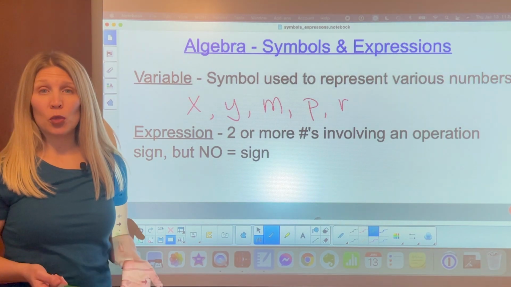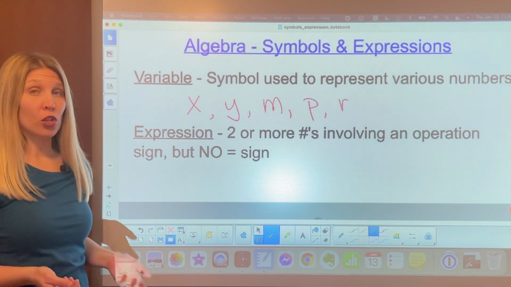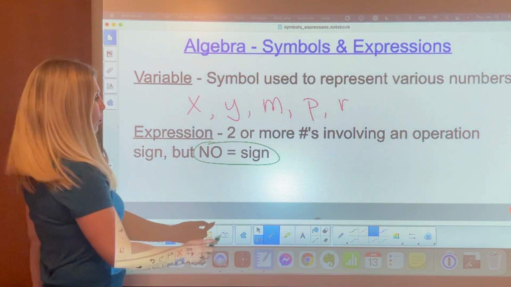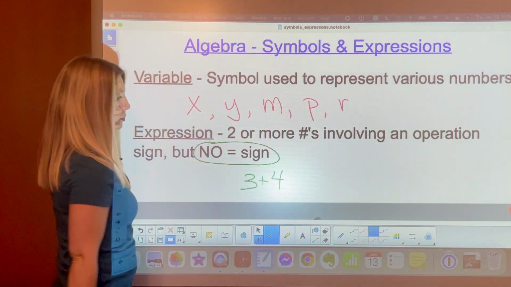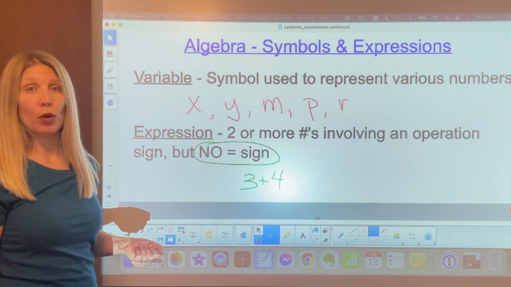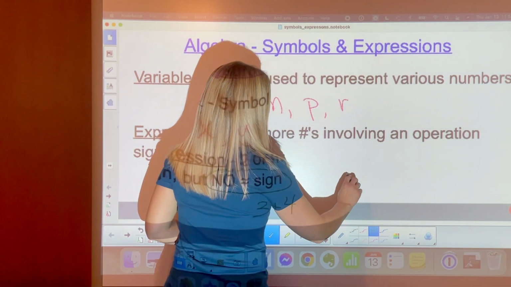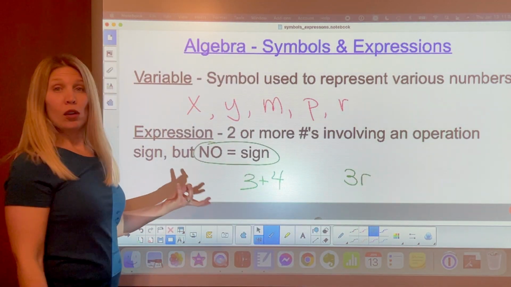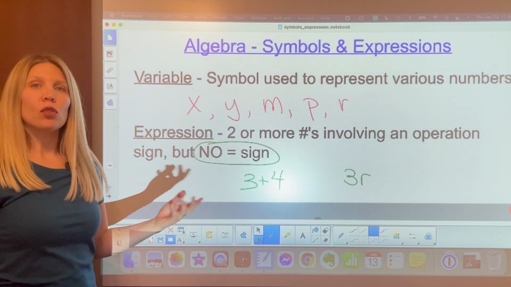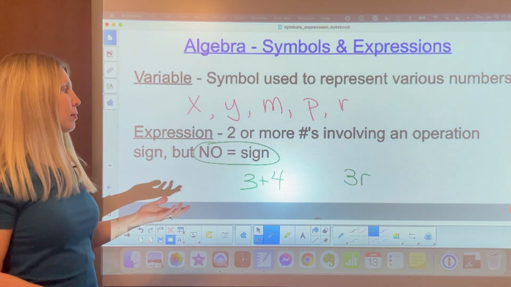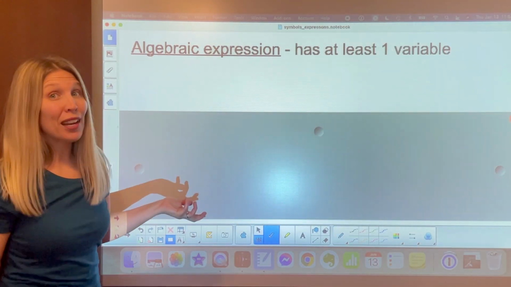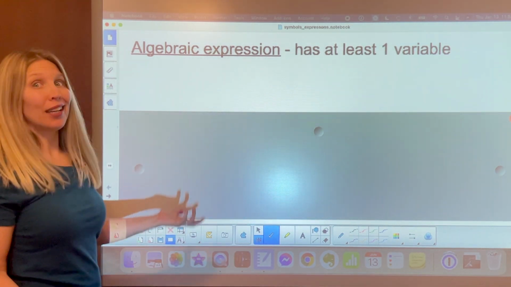The next thing you need to know is an expression. Expression is two or more numbers, but the biggest key is that there is no equals sign. Right? So if I just have 3 plus 4, now I'm sure you know that that's 7, but with no equal sign, this is just considered an expression. Another expression you could have is 3r, right? We just learned we can use variables to represent numbers. So sometimes you'll just have 3r, or a number with a variable. That is an expression.